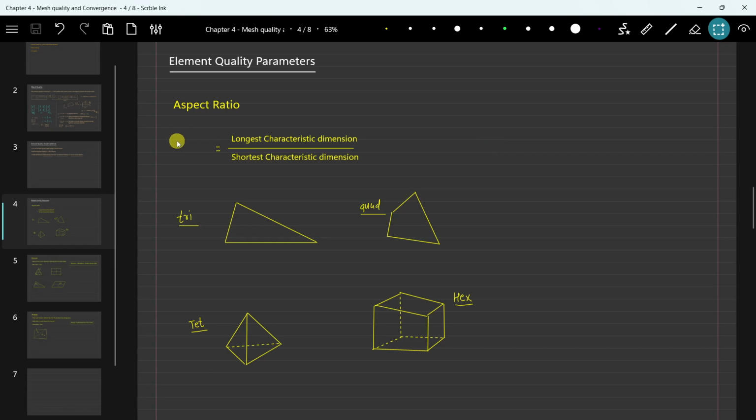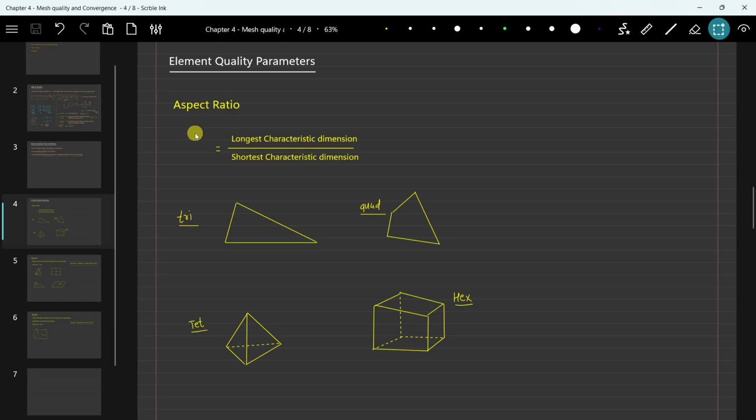Let's see the definition of some important quality parameters and try to understand their physical meaning. We are not going into a detailed definition of these quality parameters. Basically, they are based on simple geometry formulas for 2D and 3D space shapes. And the fact is that most of these definitions are slightly different in different softwares, so we are not going into a detailed definition.